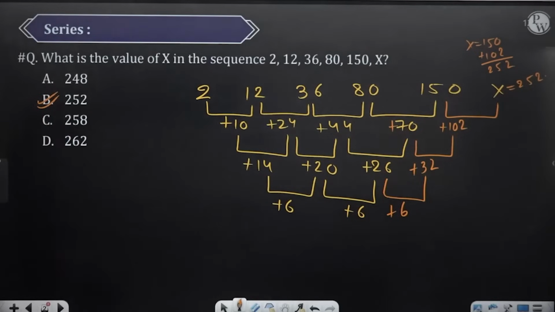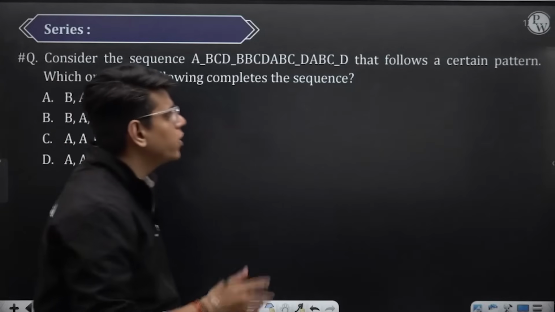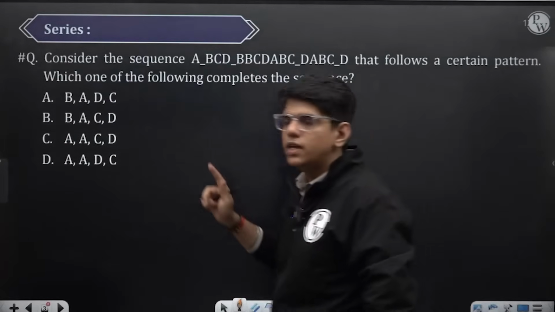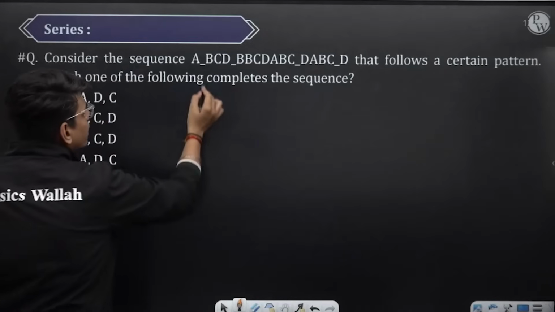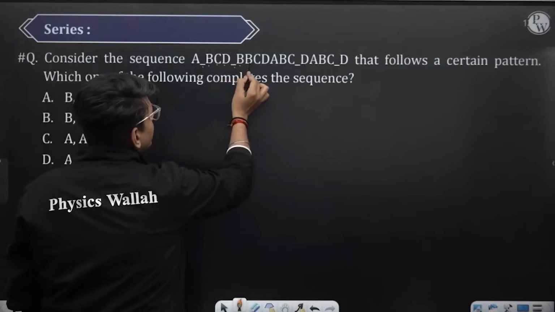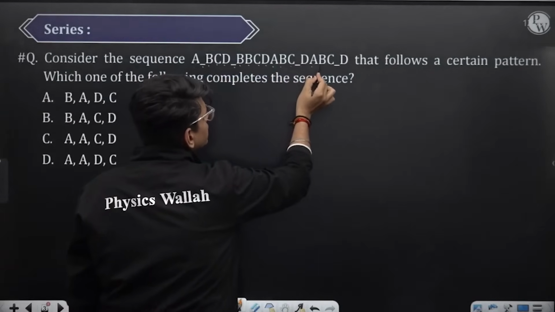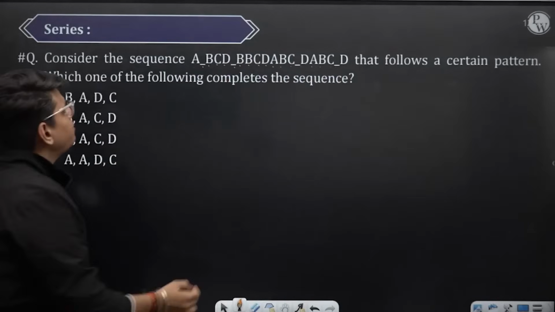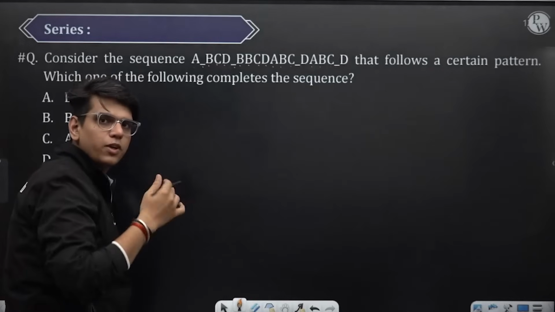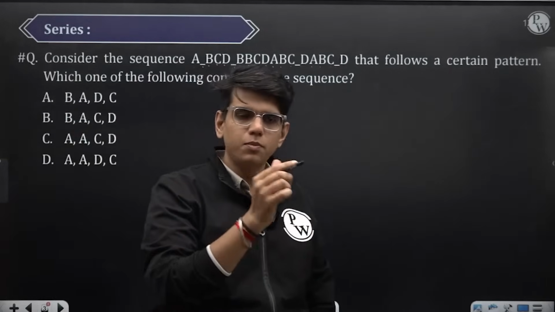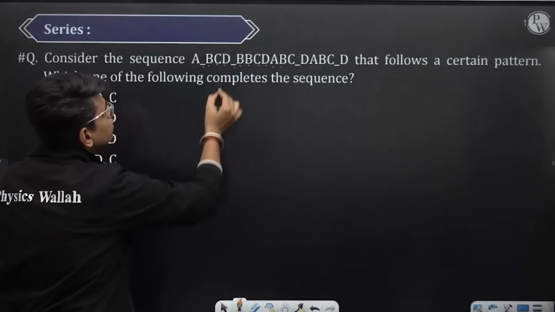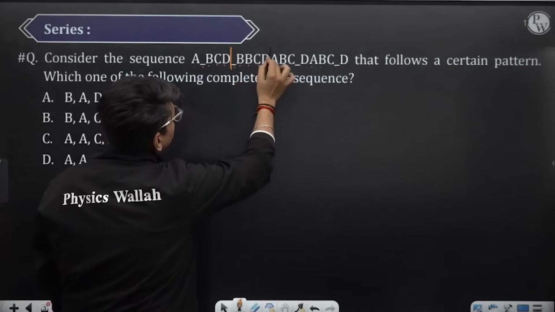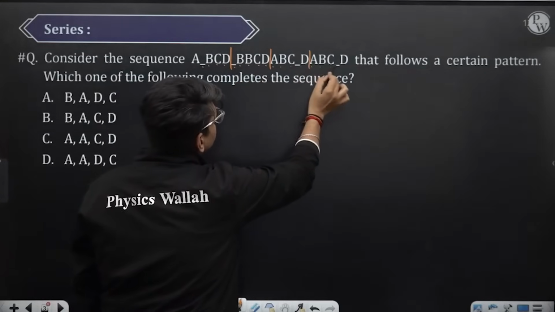Next, this is also very important because you have PYQs in 22, 23, 24 on the same pattern. There are 20 characters here: 1, 2, 3, 4, 5, 6, 7, 8, 9, 10, 11, 12, 13, 14, 15, 16, 17, 18, 19, 20. What you have to do is divide them into equal parts. We can divide them into 4 parts of 5 or 5 parts of 4. First try to use the larger part: 1, 2, 3, 4, 5 repeated four times.